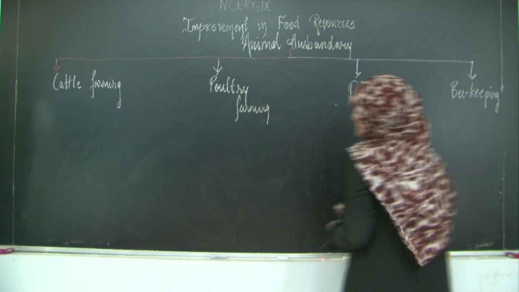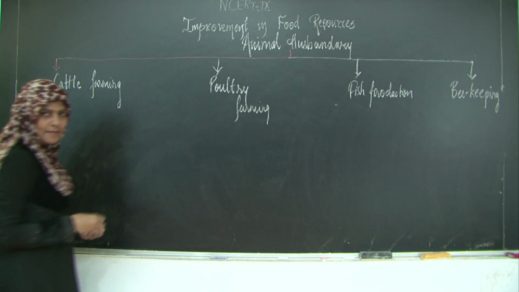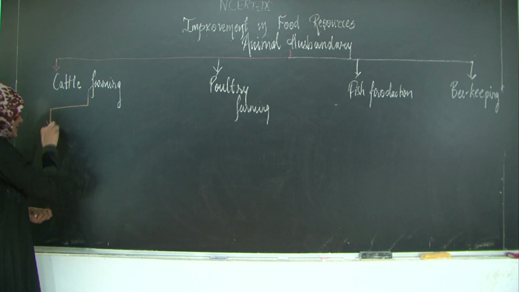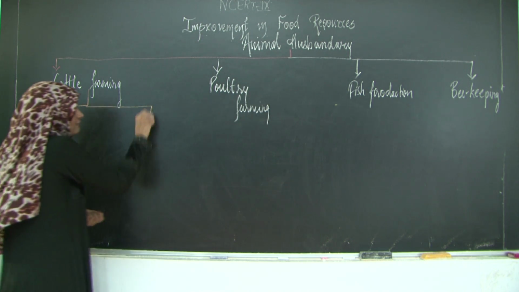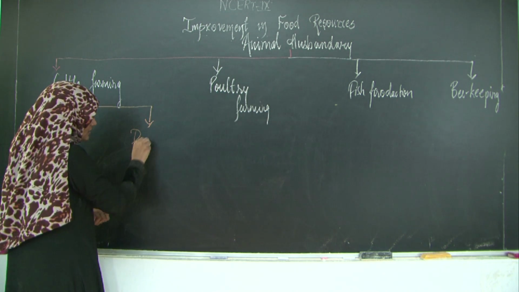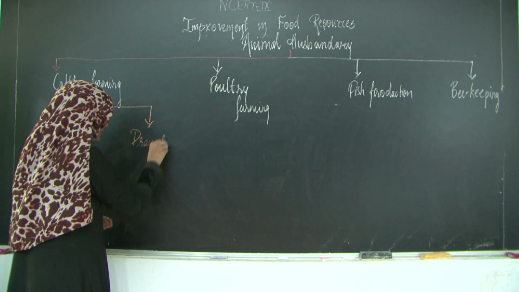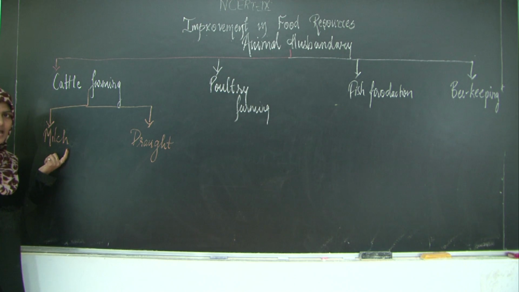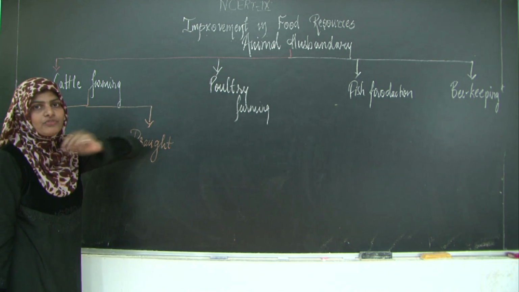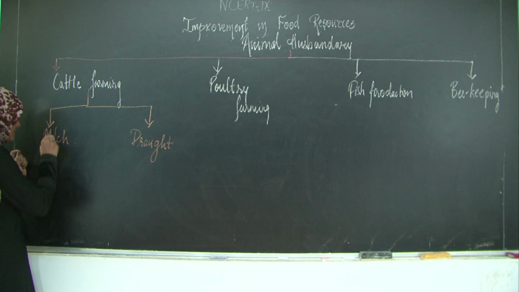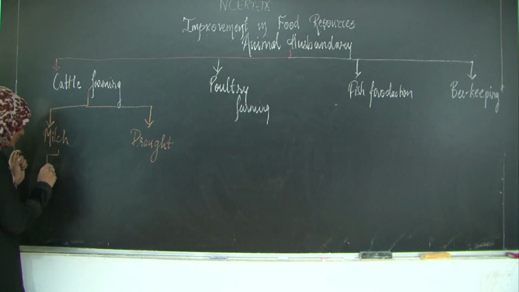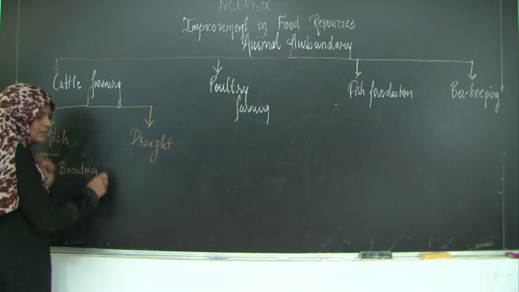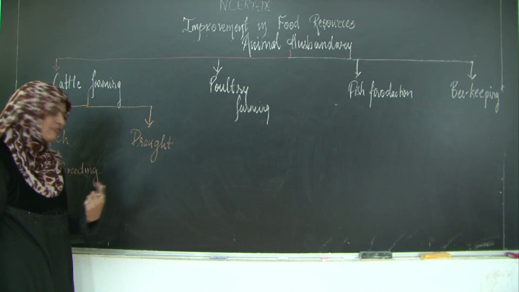Let us take the first one, cattle farming. You can rear the cattle for 2 things, either for milk, in which case you call them milch animals, or for agricultural purposes, in which case you call them draught animals. Okay. We are going to stress more on milch animals here. Why? Because we are going to improve the food. So, for the milch animal, we need to breed it. How is the breeding done? The breeding is done with an Indian breed and an exotic or a foreign breed.